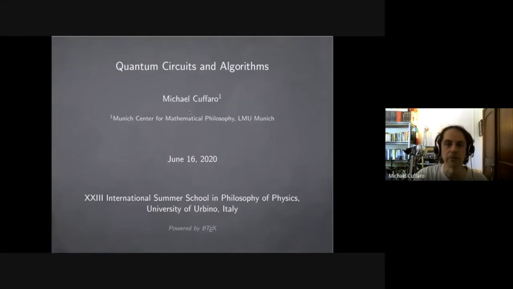In this next lecture, we're going to be going into a little bit more depth on quantum circuits and quantum algorithms in the circuit model.